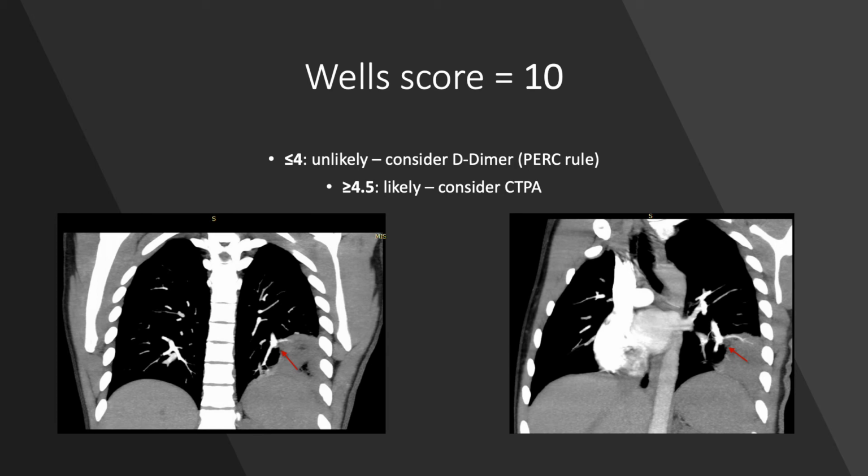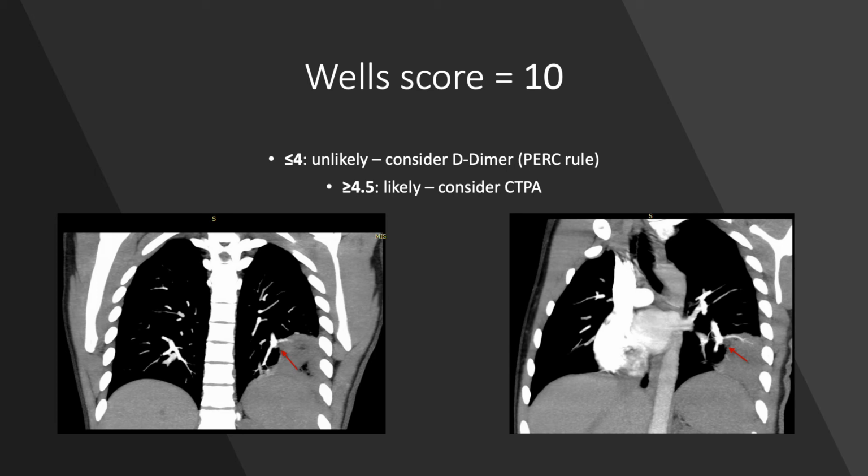For our lady, she has a Wells score of 10, so you definitely would go for imaging to find the PE or to rule it out or to rule it in, etc. She's quite unstable, so we'd probably go for an echo rather than a CTPA.